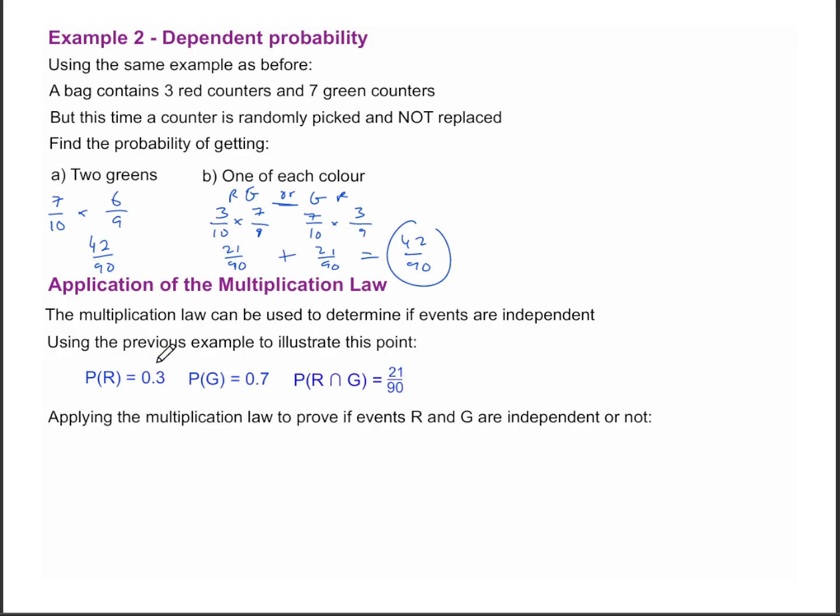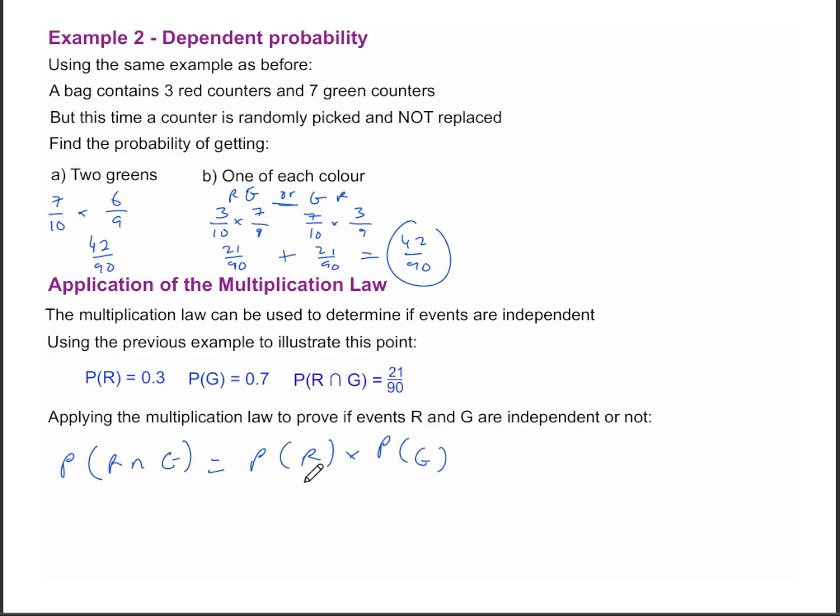As for application of the multiplication law that we saw in the previous slide, it can be used to determine if events are independent or not. What did we say? We said P of R and G, two events happening both together. So an AND condition, R and G happening, will be equal to P of R, probability of event R happening, multiplied by probability of event G happening.